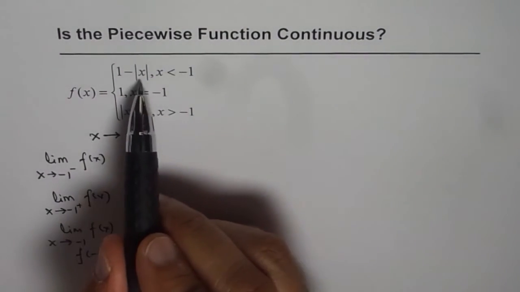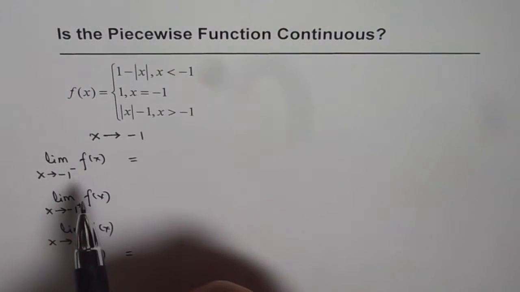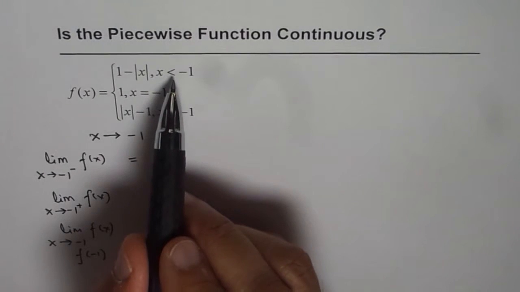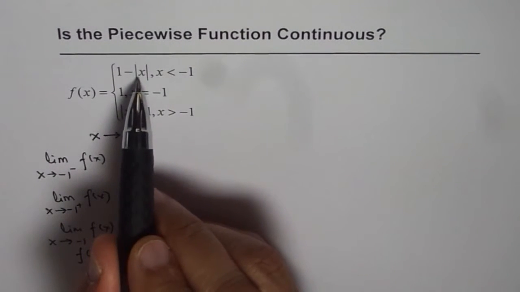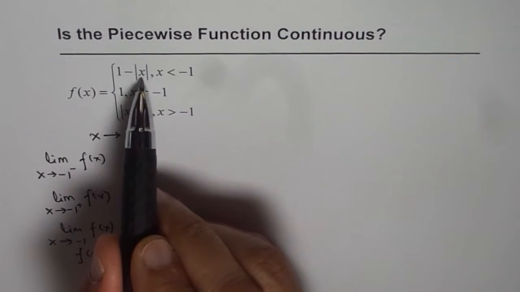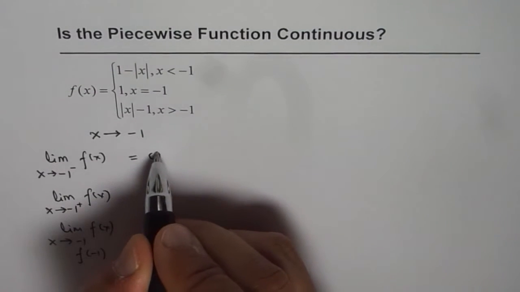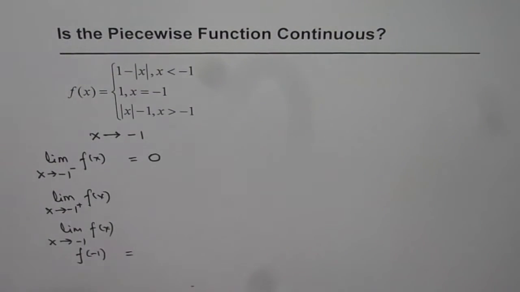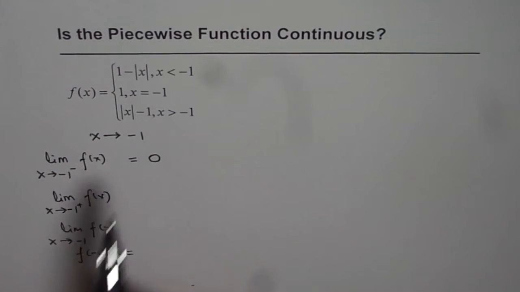Now on the left side, it is the first piece which we are talking about, 1 minus absolute x. If you are approaching from the left side, you have to consider this value, right? So if I write minus 1, very, very close to minus 1, in that case, the absolute value of minus 1 is going to be 1, and 1 minus 1 is going to be 0. So we are approaching a value 0 in this case. Therefore, the limit exists. The left side limit of the function is 0.